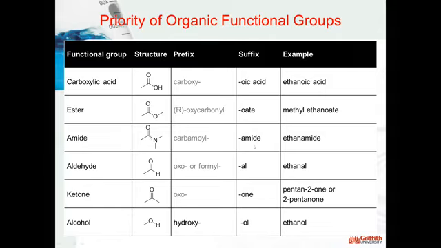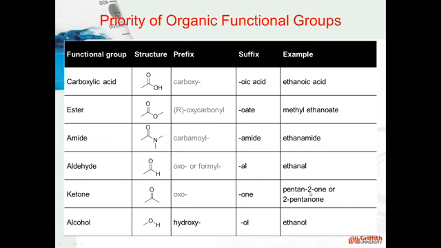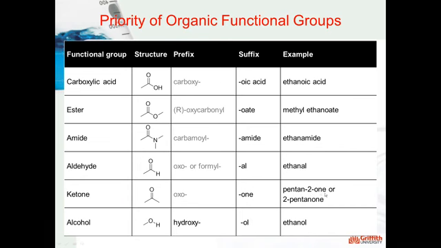So amides, the suffix is -amide, so ethanamide. Aldehydes, the suffix is -al, so ethanal. And ketones, the suffix is -one. And here's an example of where there are two different ways of naming it. The new way of naming it is to put the location before the -one, so pentan-2-one, but the older way would be to name it as 2-pentanone. Both of these ways would be acceptable for this course.